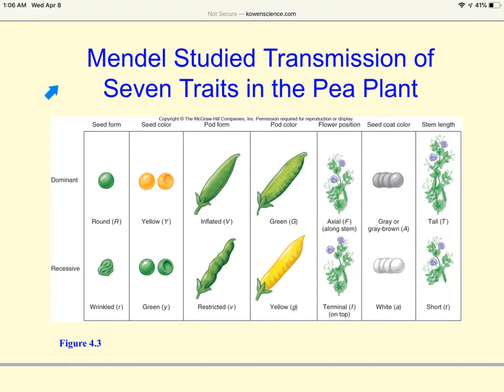Now you'll notice that in this chart you can see what is dominant and what is recessive. You'll notice that each of the dominants has a capital letter, and each of the recessives has a lowercase letter. The letters are the same; it's just capitalized for dominant, lowercase for recessive.